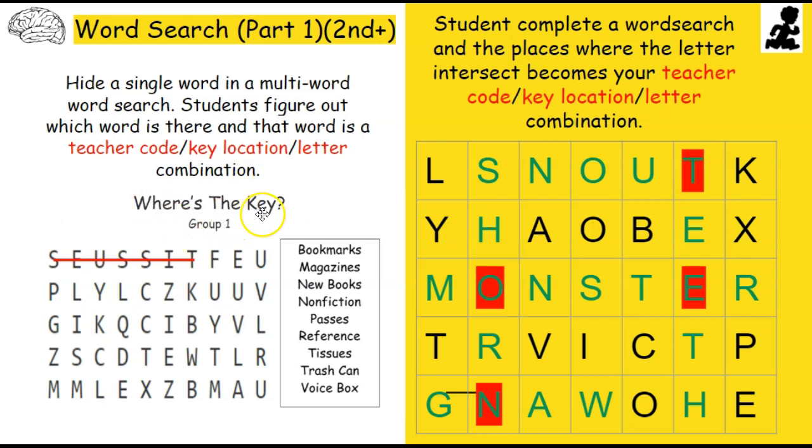This example, where's the key, is something that you are using this box for to try and figure out which of these locations is going to have your key. Obviously, if I was using this as a digital puzzle, it wouldn't be key, it would be combination. There are all of these words here, but only one of them actually appears in the word search, and that is going to be your combination, key location, or your teacher code word.